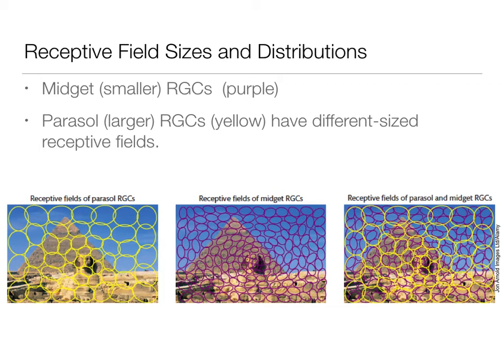So we can have both midget and parasol RGCs in the fovea and in the periphery. But again, their size will depend on where they are. In general, though, parasol have larger receptive fields and midgets have smaller receptive fields. And again, you have overlap between these. So the picture that's on the far right, we have the overlap between the purple midget and the yellow parasol, and that accounts for a lot more acuity, okay? Because we have all this overlap and getting simultaneous information from different receptors.